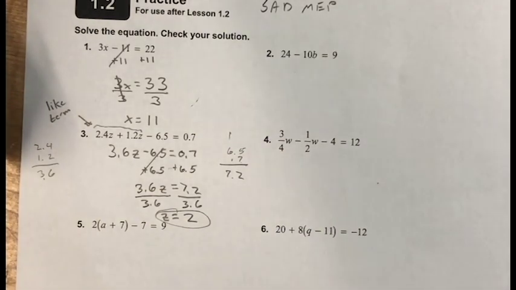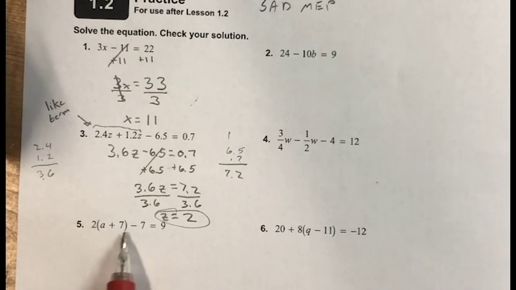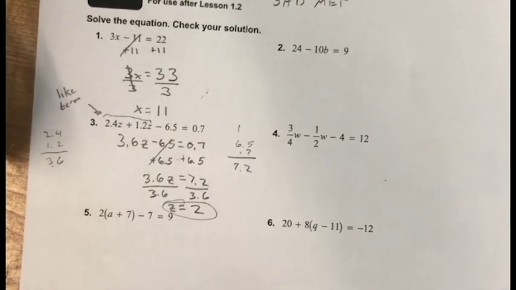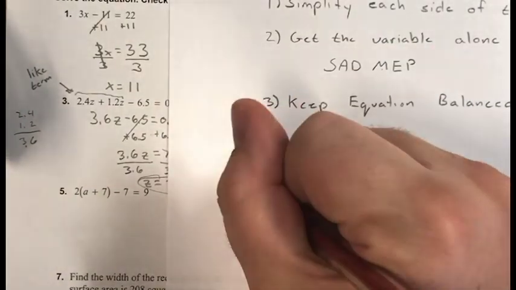All right, number 5. So, same concept. Simplify each side of the equation. So, I have this. Can I simplify any of this? Well, yeah, I can. There's actually two ways of solving this. So, I'm actually going to take this and show you both ways. All right?